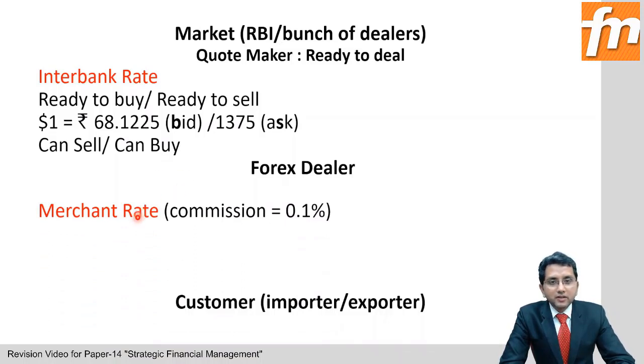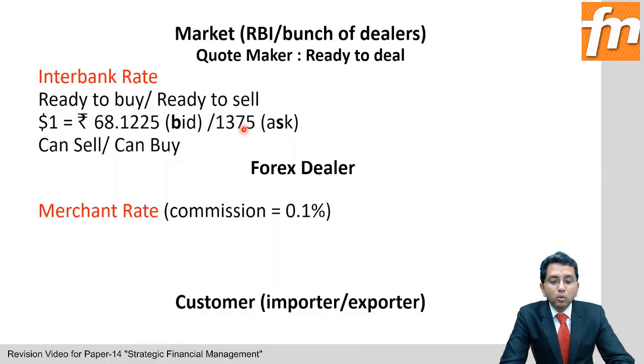Merchant rate is the rate at which a transaction is entered into between a foreign exchange dealer and its customers, maybe an importer or exporter, for example. See, the interbank rate is a market driven rate. There are buyers, there are sellers, there is continuous bargaining going on between them. This is how the interbank rate is created, right? So usually the interbank rate is the result of the bargaining between a group of banks, that is, foreign exchange dealers. This is a market driven rate.